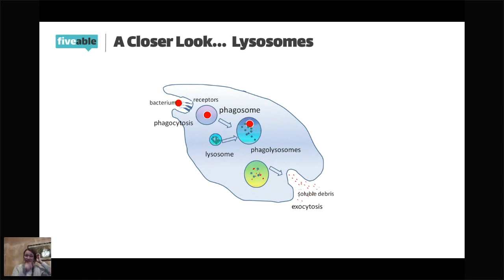The lysosome has a protective barrier around it because most things would break down in the presence of those enzymes. If this thing burst, the whole cell would die, because those enzymes are going to non-discriminately break down everything inside of the cell. So it's very important that those are contained.